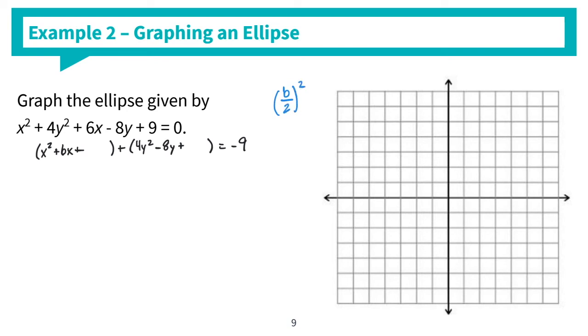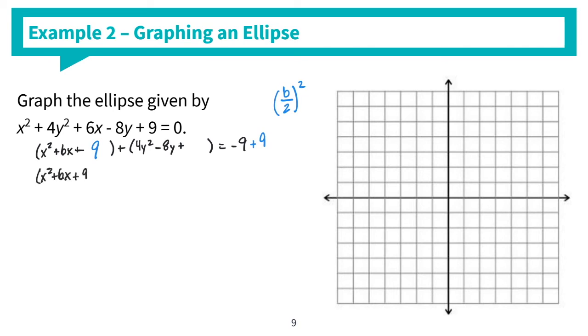So let's go ahead and do that for the first parentheses, the x's. So here when I do b divided by 2, that's 6 divided by 2, which is 3. And 3 squared is 9. Now if I add 9 to the left side, remember you have to add 9 to the right side. All right, now let's do the next step. Now the next step is a little bit more work, so I'm just going to bring down my x's.